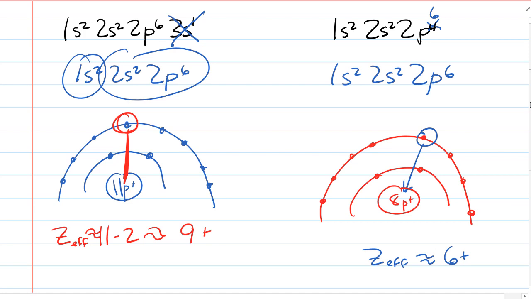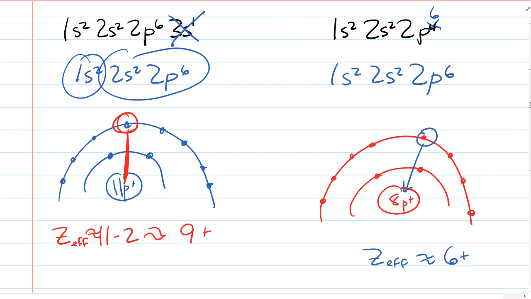So again, 9 positives attracting the same number. Remember, they both have 10 electrons. They have 2 inner level electrons, 8 outer level electrons. The only difference is the effective nuclear charge. So this one has a greater effective nuclear charge that's going to pull that cloud in closer than it will be for the oxide ion.